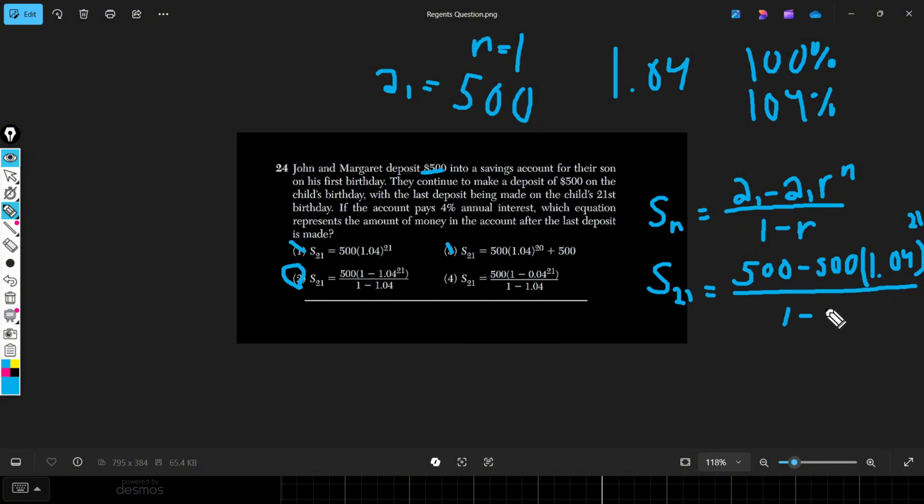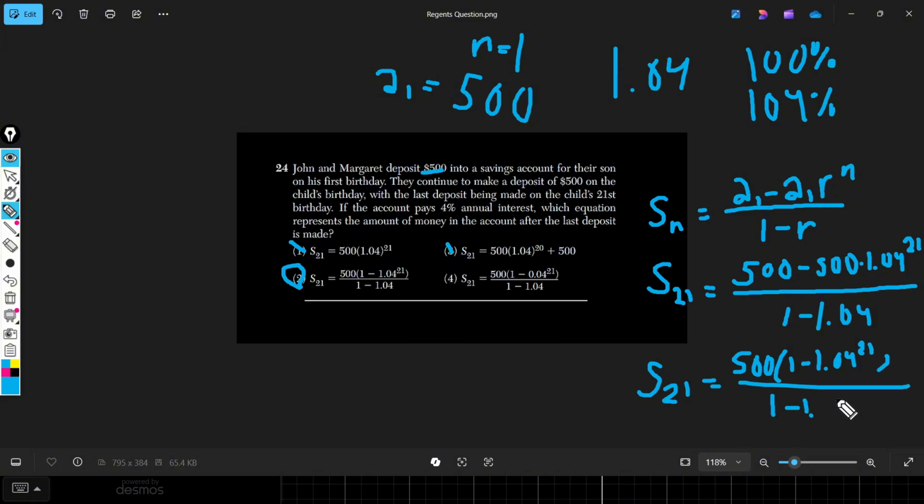We have 1 minus the rate, 1.04. And hold on, let me rewrite this real quick, because what I'm about to do is a little weird, and the Regents really do love pulling some bull on you. Now, if we look here, we're wondering, what the heck? How did they do this? This doesn't make much sense. But what I think they did is they factored out a 500 just so they can make it look as different as possible. Because if we take out 500 from 500, we get 1. And if we take 500 from here, we just leave the rest, which is 1.04 to the power of 21. The bottom would be the same. We aren't doing anything down there. And now we have the exact form in answer choice 2.